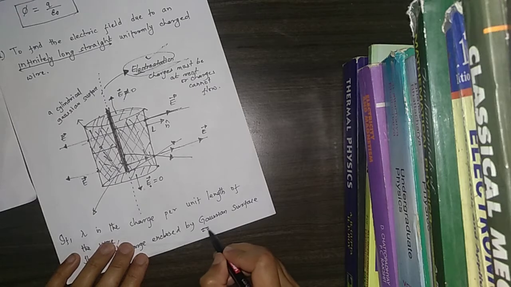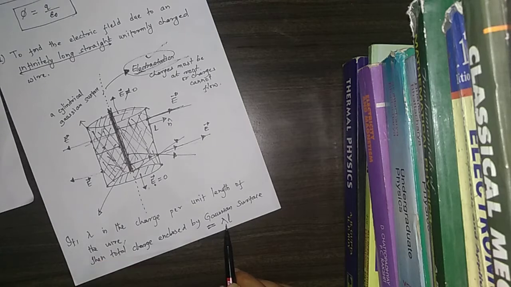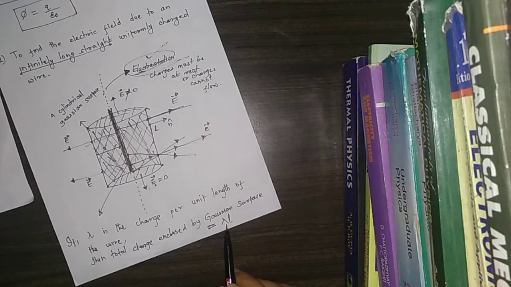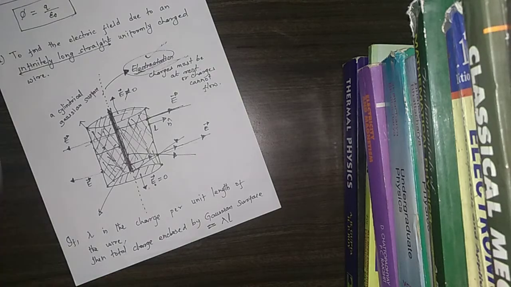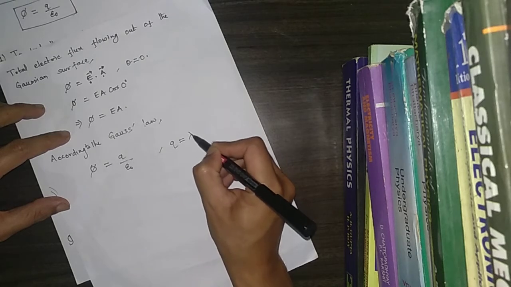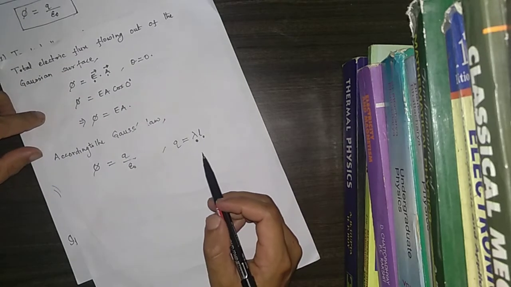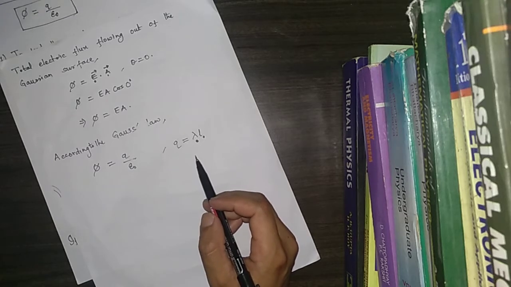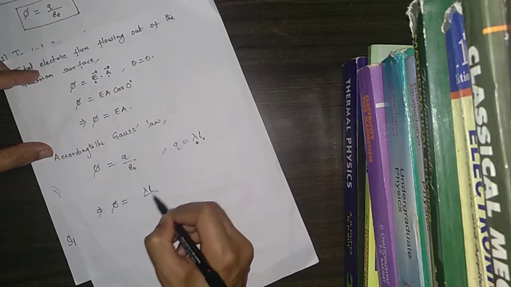equal to lambda into L, because lambda is the charge per unit length, and if you multiply that charge per unit length with the length of the Gaussian surface, then you will get the total charge enclosed by the Gaussian surface. That means this Q will be equal to lambda into L, where lambda is the charge per unit length of the wire, and L is the length of the wire enclosed by the Gaussian surface. Hence phi will be equal to lambda L divided by epsilon naught.